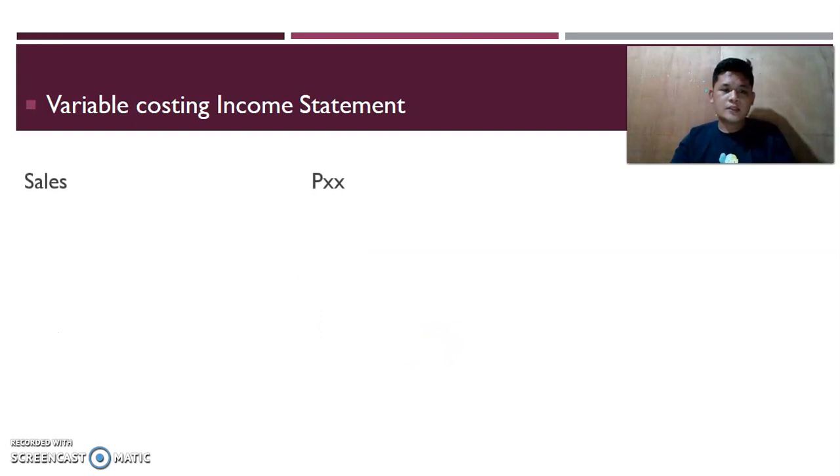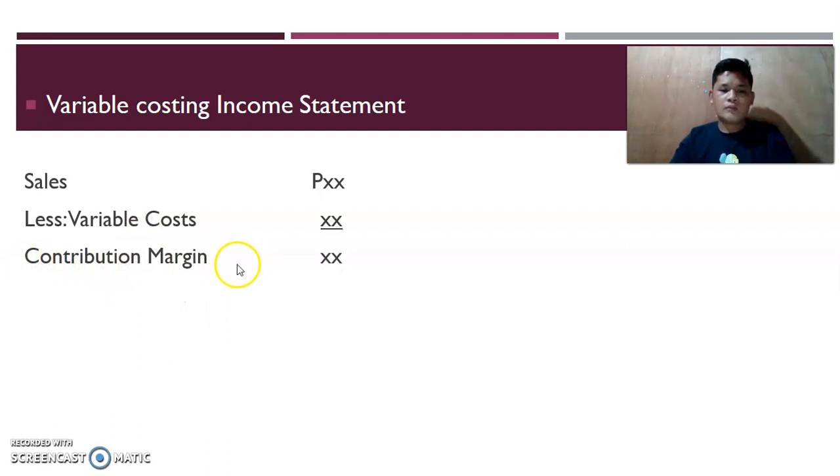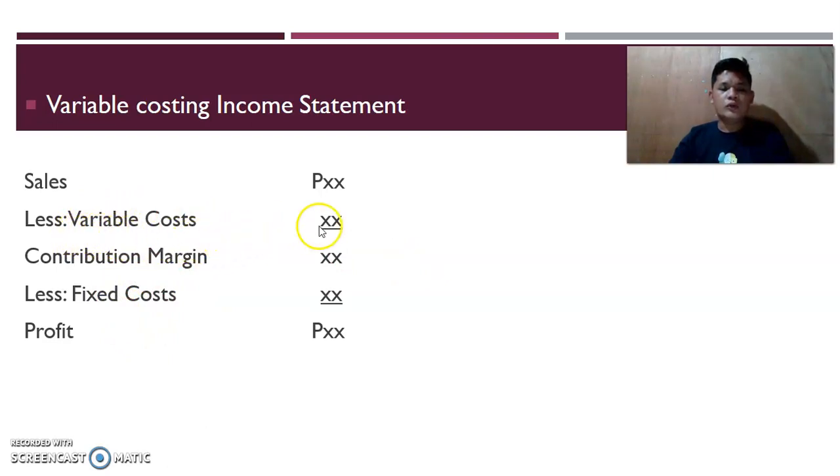So, next, here is the formula. Sales less the variable cost is equal to contribution margin. Contribution margin less the fixed cost, that will be your profit. Ito yung ibig sabihin ng variable costing income statement class. Here in variable costing, there are just two costs, that is variable cost and fixed cost.